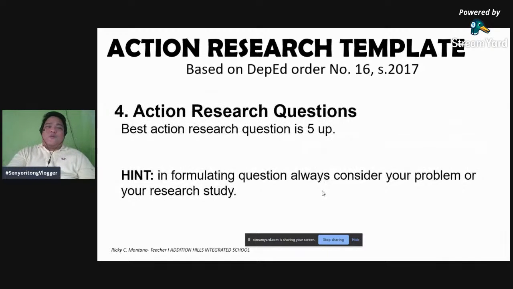Next are the action research questions. Basically, there are five questions. If you need six, it's okay, but basically five. A hint in formulating questions: always consider your problem or your research study.